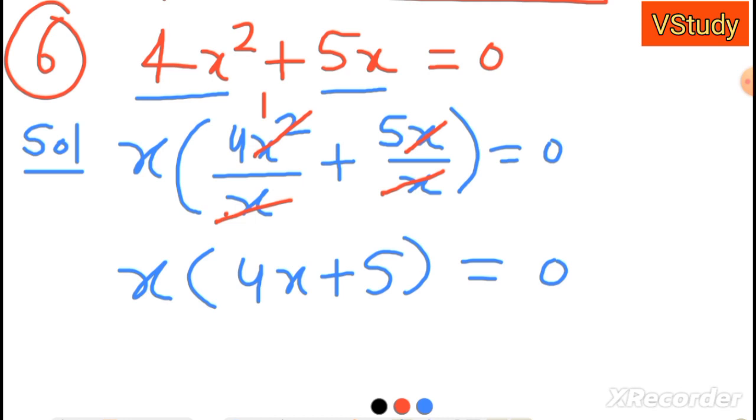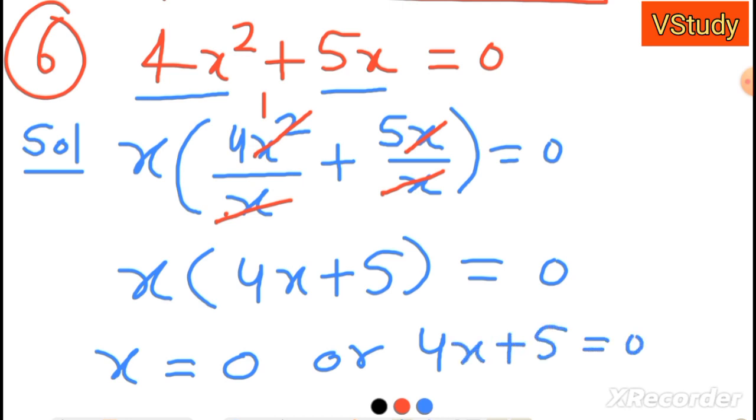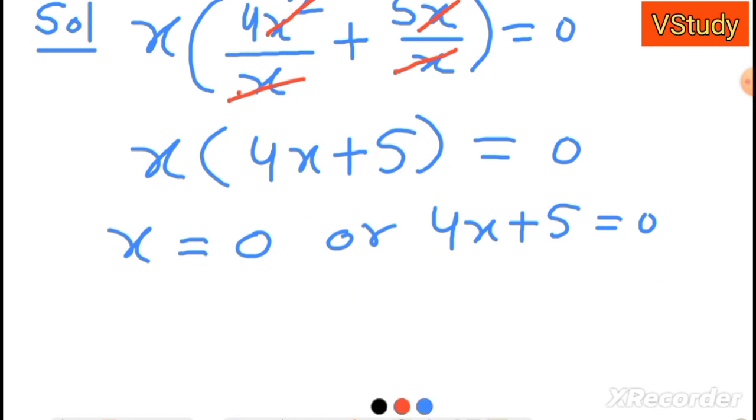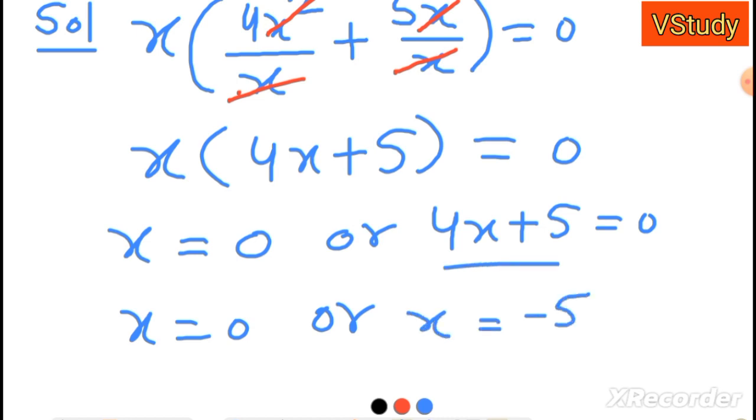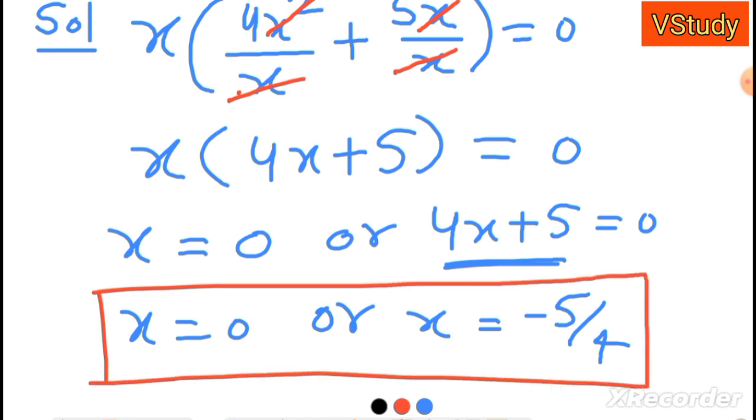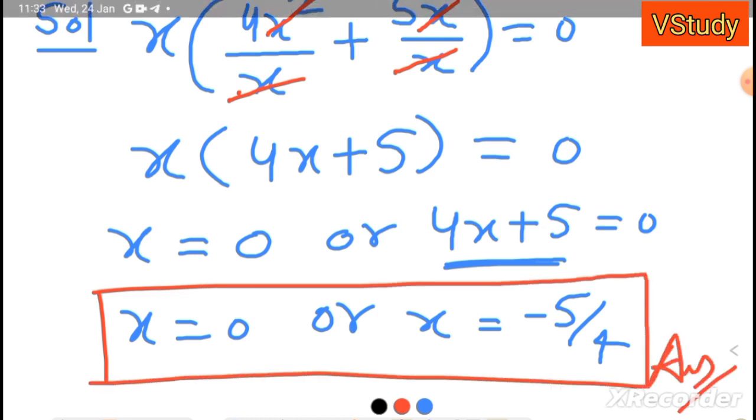Now we have the product. So from this product we can say that x is equal to 0 or 4x plus 5 is equal to 0. Now further solving this question, x is equal to 0, or from this we get x is equal to negative 5 upon 4. I hope you know how to find negative 5 upon 4 from this. So this is the solution of this quadratic equation, or we can say that these are the zeros and the roots of this quadratic equation.